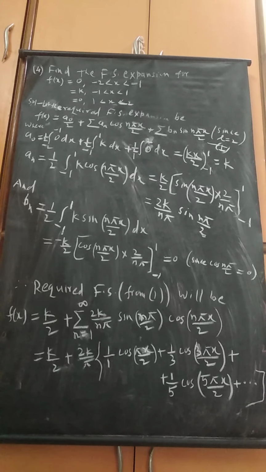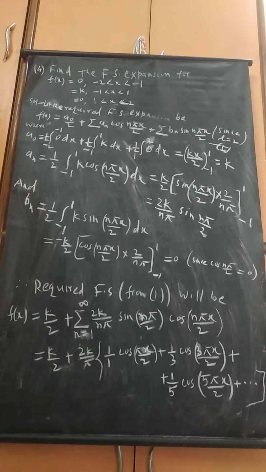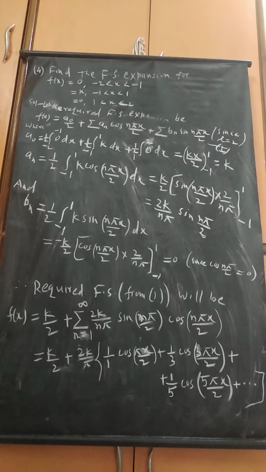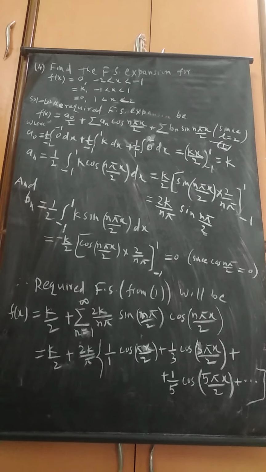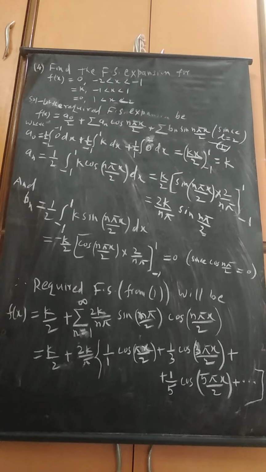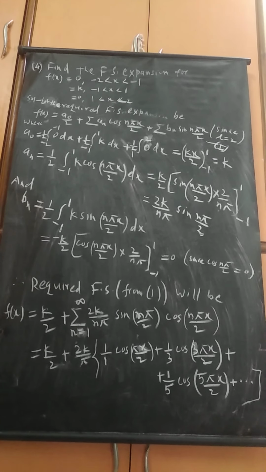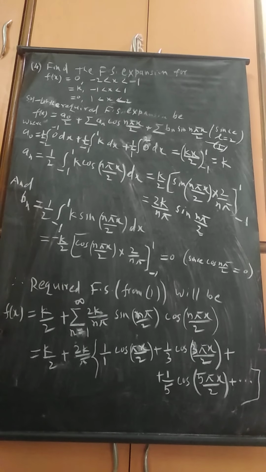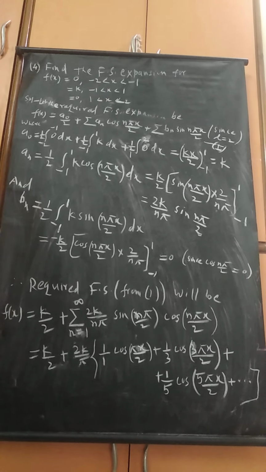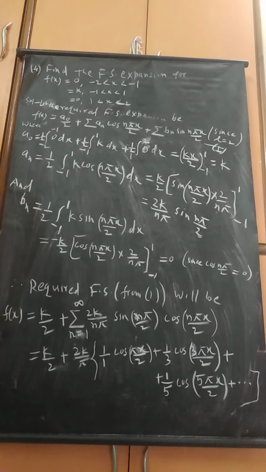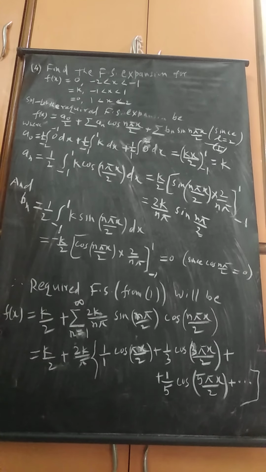Exactly on the same line, a0 is 1 upon L, 1 upon 2, only minus 1 to 1 k dx remains, because in minus 2 to minus 1 and in 1 to 2 the value of the function is 0, and therefore a0 is 1 upon 2 integral minus 1 to 1 k dx, that is kx by 2, the limits are minus 1 to 1, is equal to k.